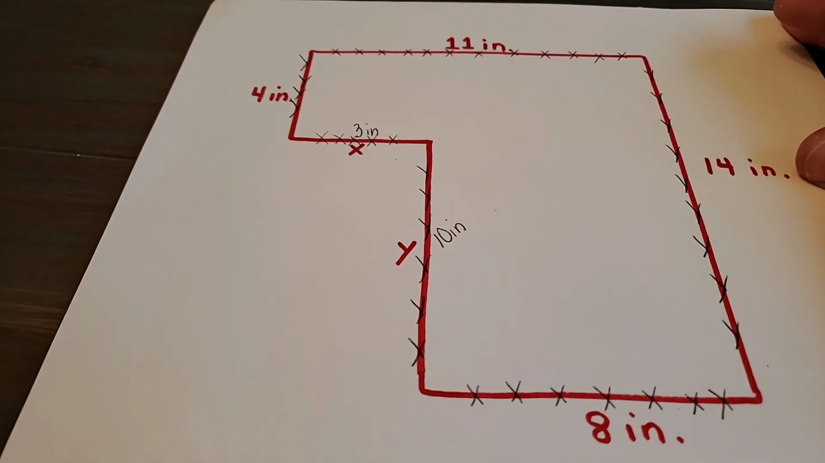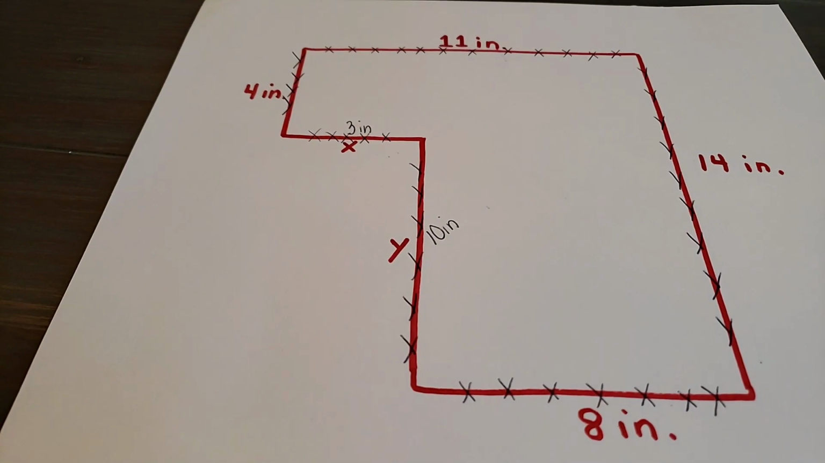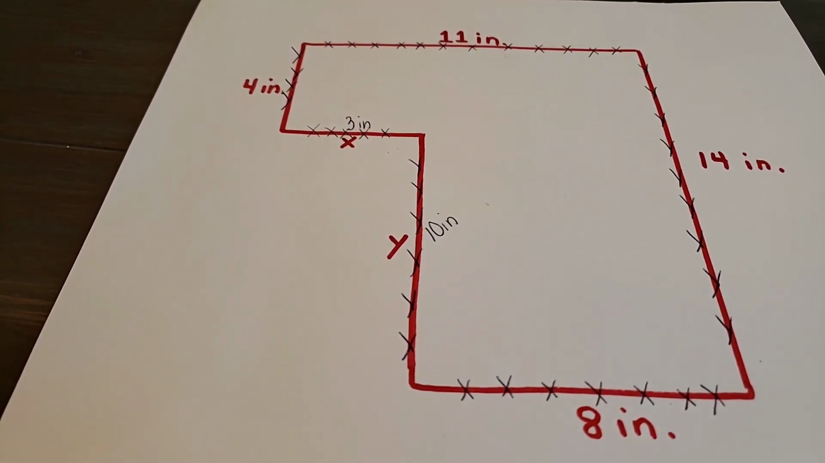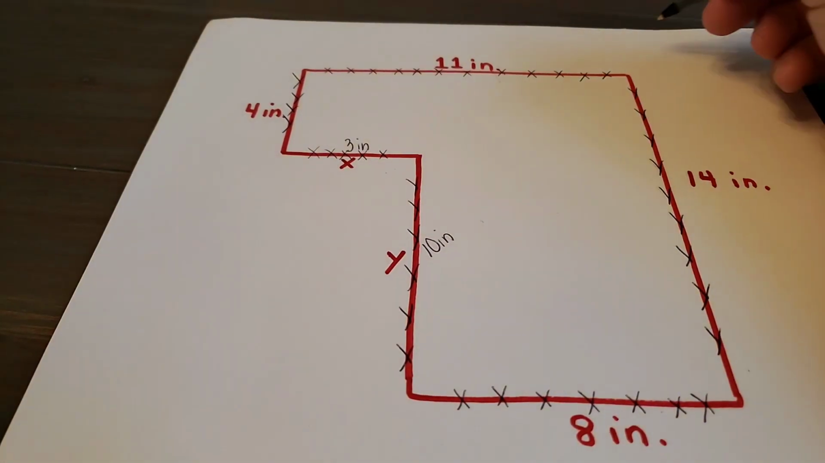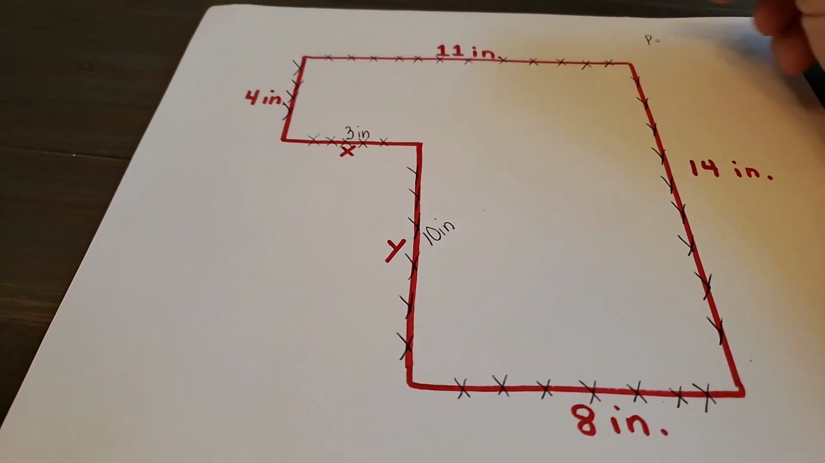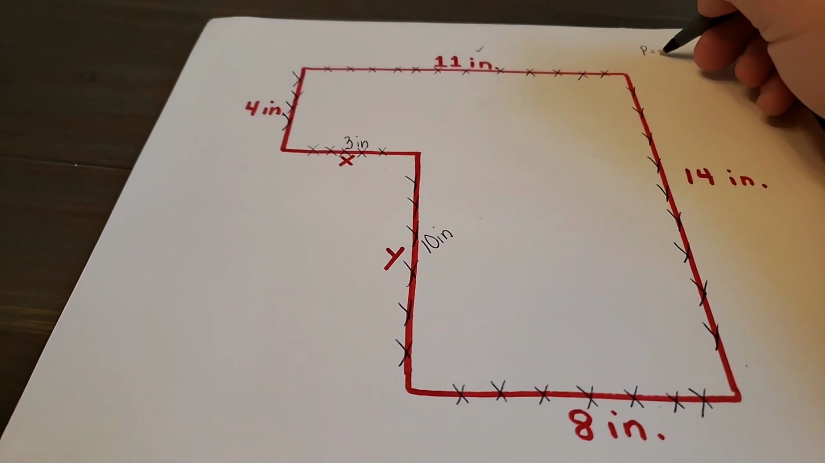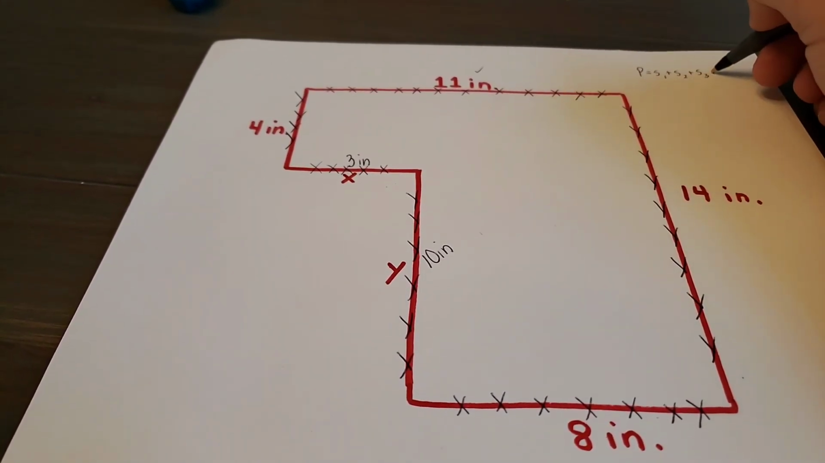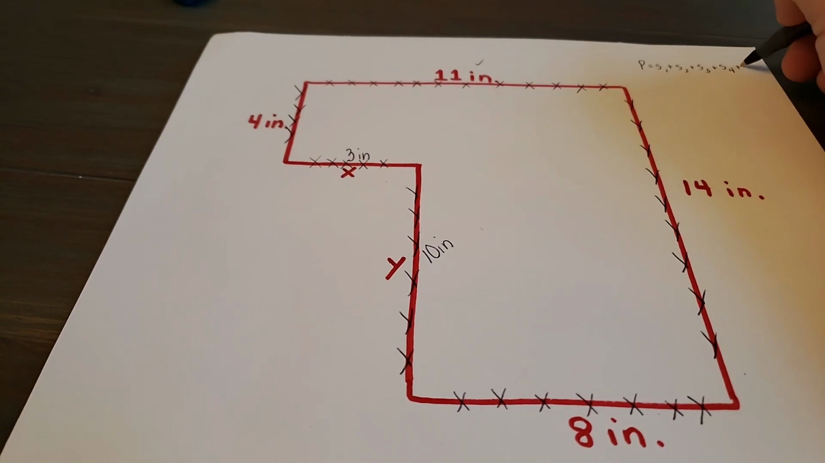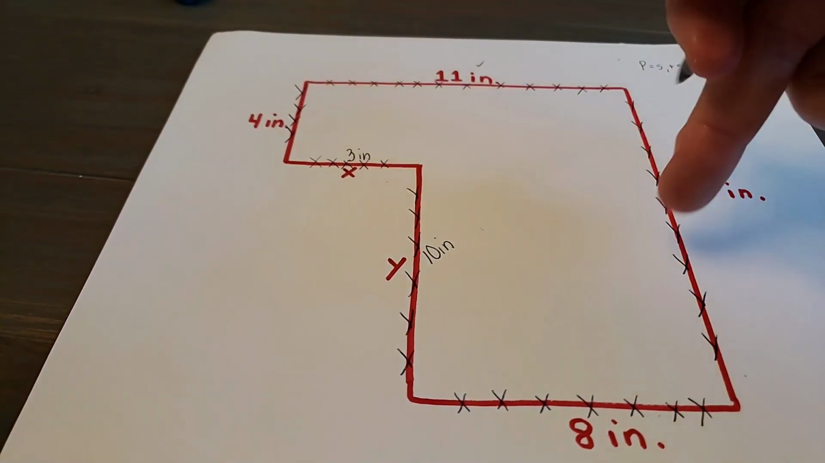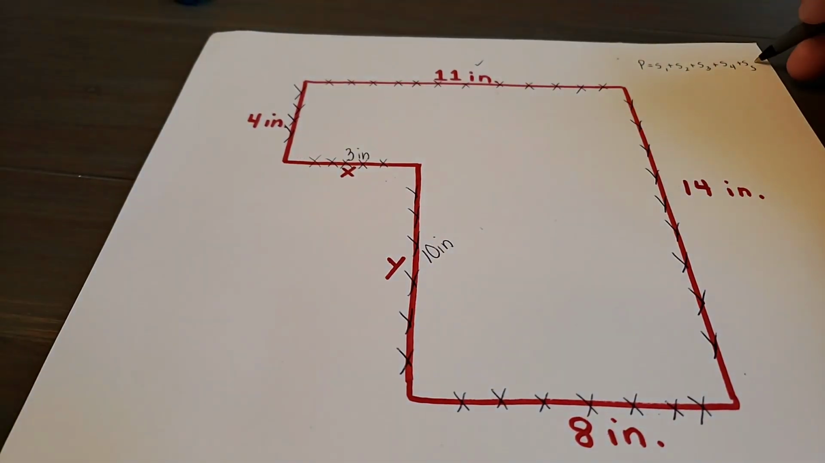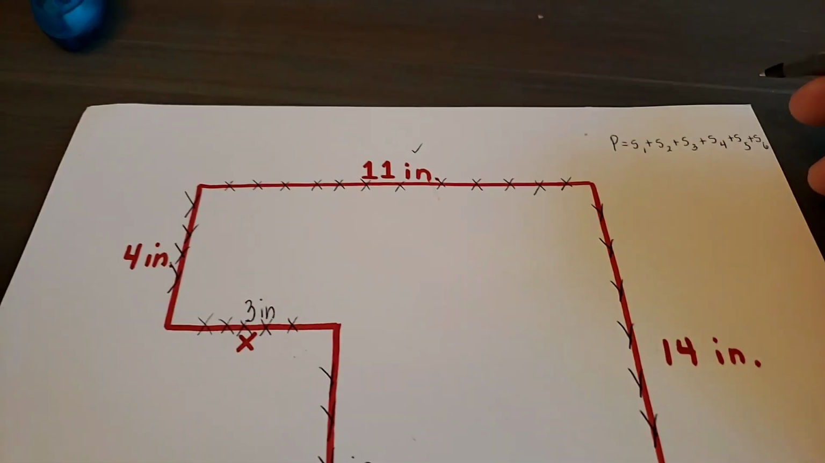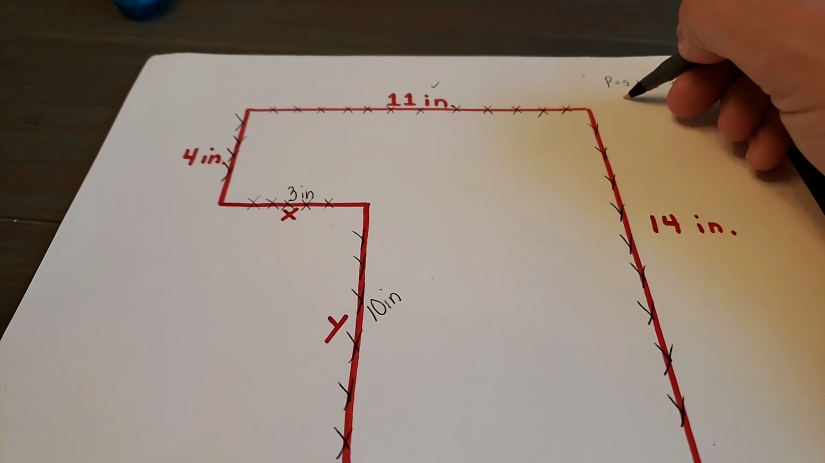All right, go ahead and find the perimeter for me. Go for it. Pause me if you have to while you're working. Just the perimeter. Let's start with just the perimeter. One, two, three, four, five, six.